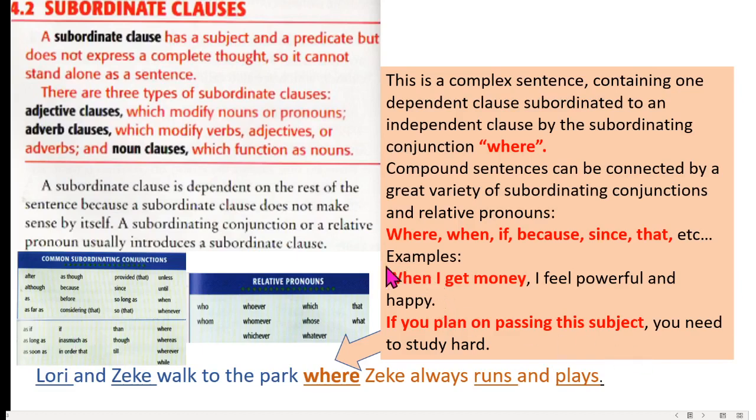Okay, same as when I get money. I get money. That expresses a complete thought. But if I say when I get money, it's incomplete. The word when is a subordinator that makes it incomplete.